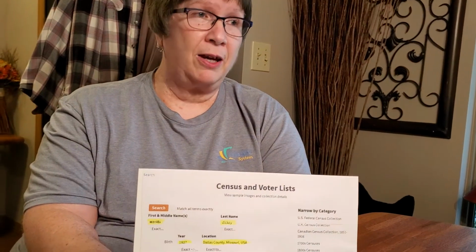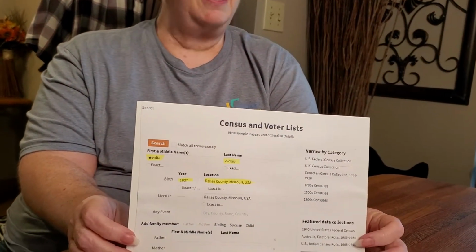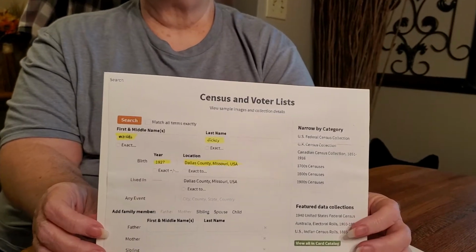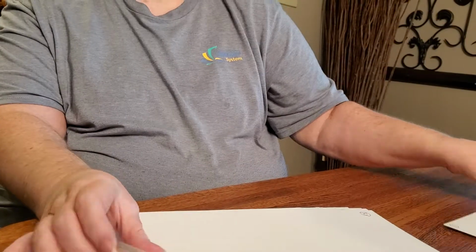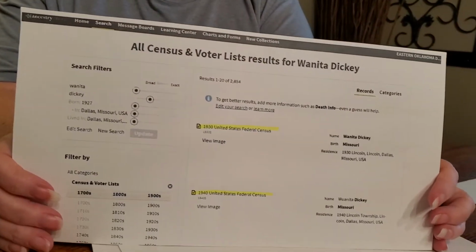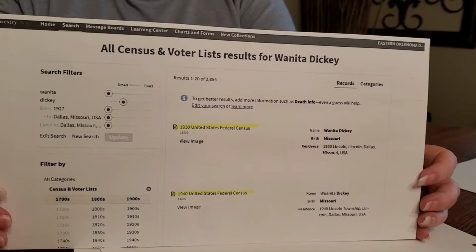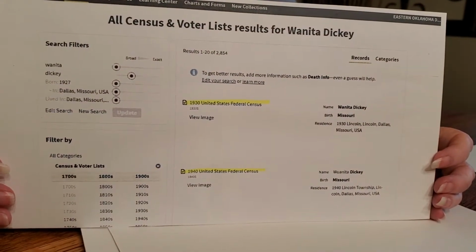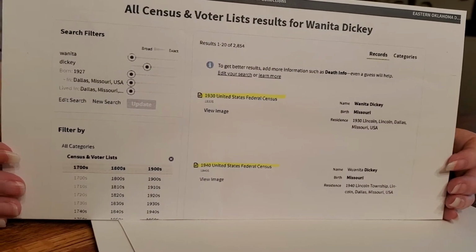I decided to start with my mother, who was born in 1927. I accessed the search engine for the census on Ancestry. I typed my mother's first name, her maiden name, and her name was spelled Wanita, Dickey. And I put her birthplace, her birth year. And when I did that, I received two results: the 1940 census and the 1930 census. And I clicked on the 1940 census.